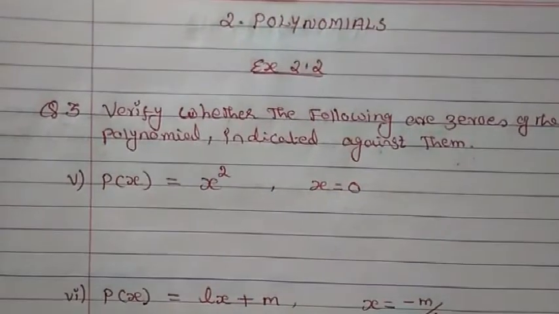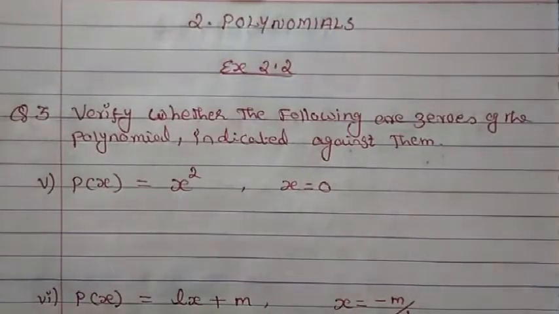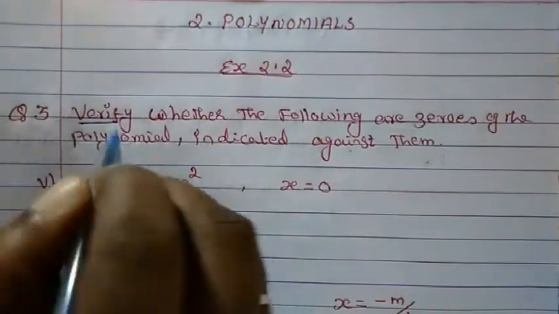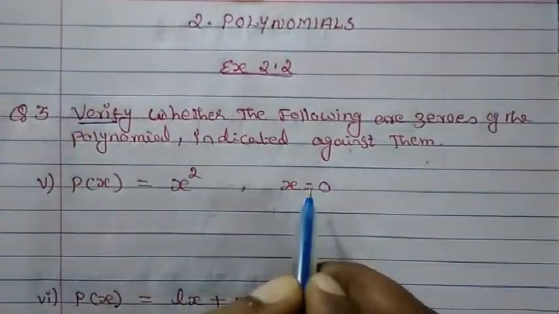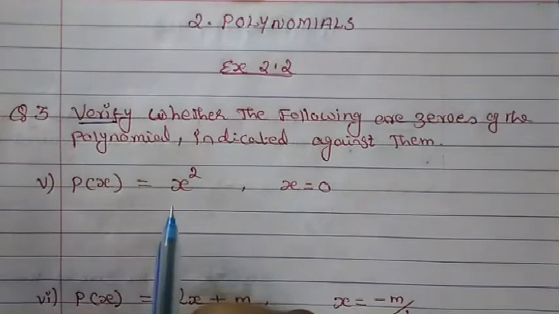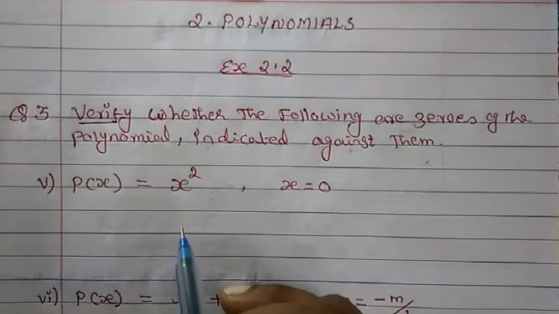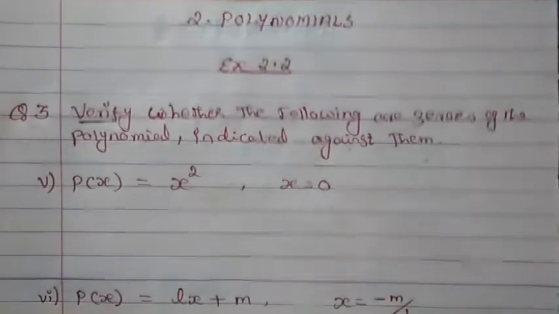I have explained to you already in the previous video what we are supposed to do. That is, verify. The value of x is given to us. That value we have to put in the polynomial and find whether this value will give us 0 or not. So let's try now one by one.